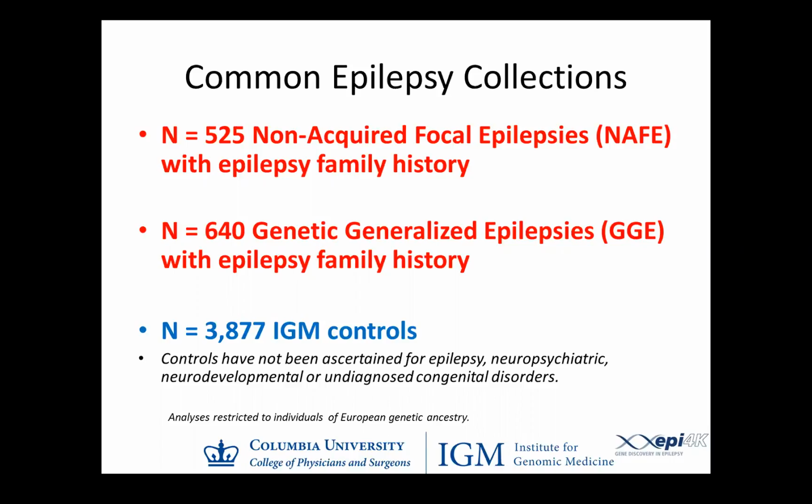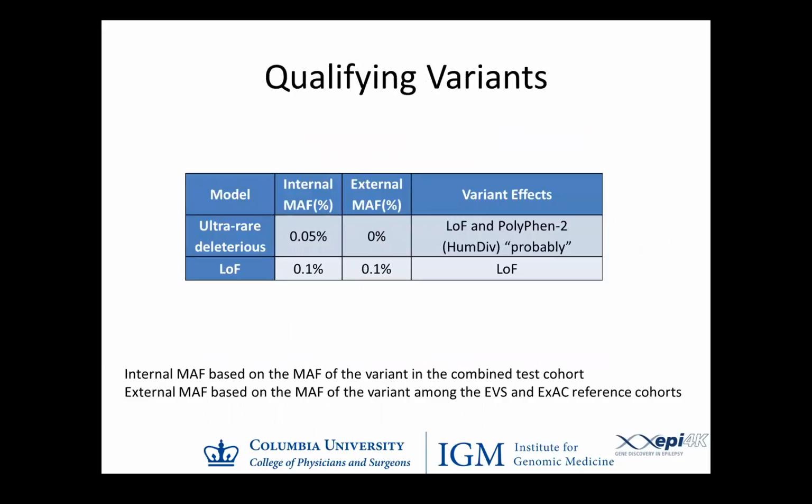This cohort of roughly 4,000 samples is quite important because it allows us to estimate what the background variation rate is for a given region, usually a gene of interest. And by being able to sample from this general population background variation rate, it allows us to identify genes where we see excess variation in the case collections. And this is pretty close to what was described in the previous talks as well in terms of analysis approach. So in terms of qualifying variants, this has been discussed quite a few times.